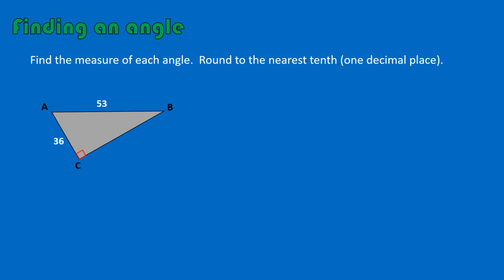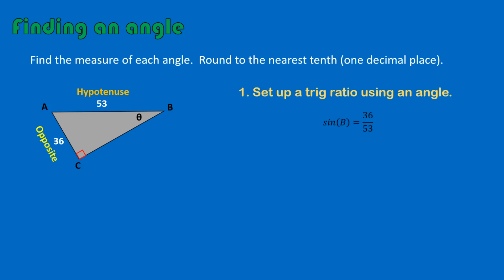Let's do one more together. Find the measure of each angle and round to the nearest tenth. We're going to use angle B again. It doesn't matter which one you want to use. I labeled my sides opposite and hypotenuse. Opposite and hypotenuse, that's sine. Set up my trig ratio. So sine of B equals 36/53.